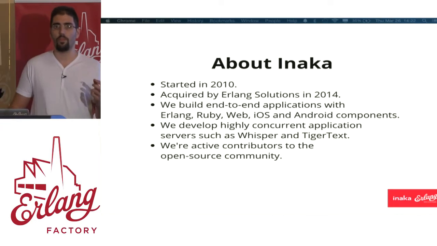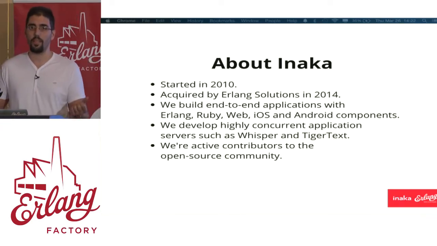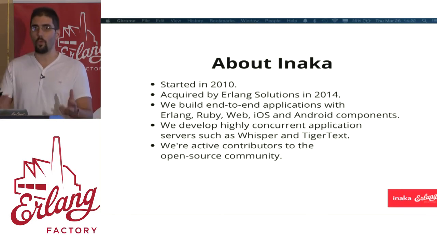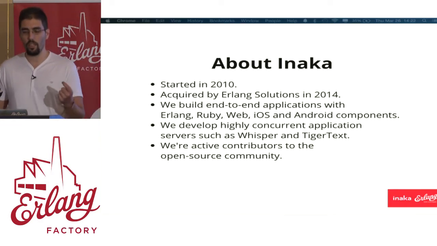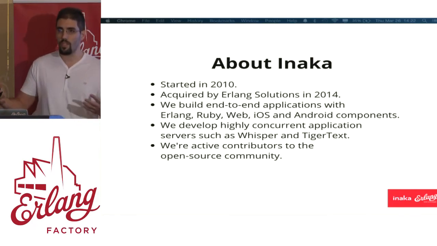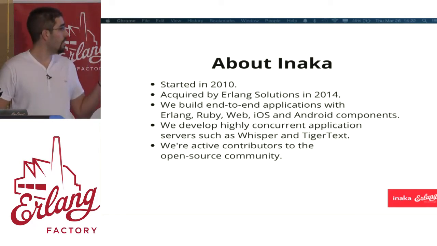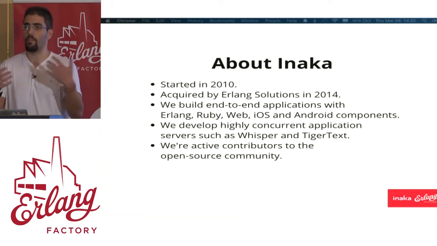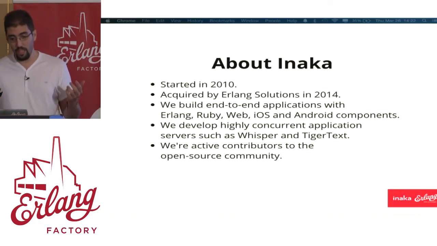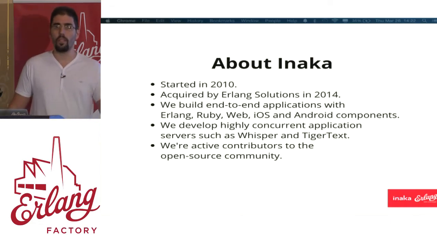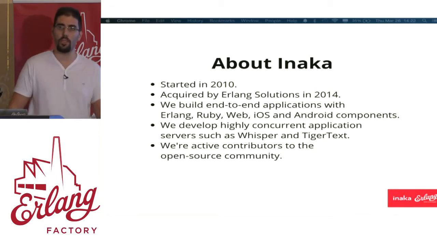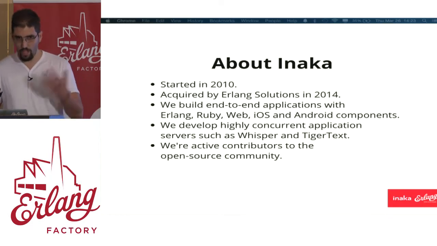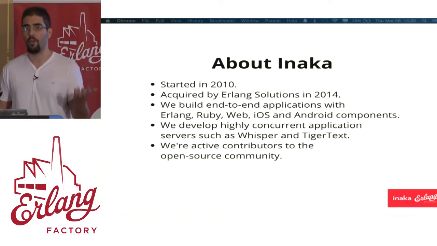We usually build applications for Android and iOS devices with Erlang backends and most likely a Ruby on Rails administrative tool. And the characteristic of those applications is that they are highly concurrent and they have millions of users. Two of them, Whisper and TigerText, are the better examples of that. And along the lines, while working on that, we focus on releasing every small piece that we think we can share with the community as an open source project. We have a long list of those. I will give you a link to a page where we have all of them at the end of this presentation.